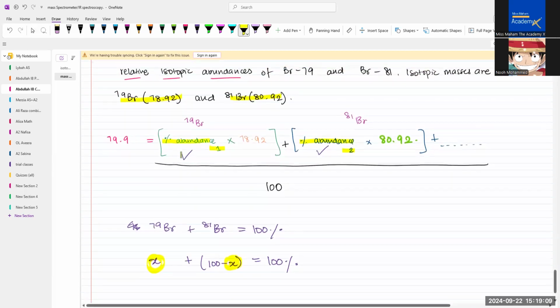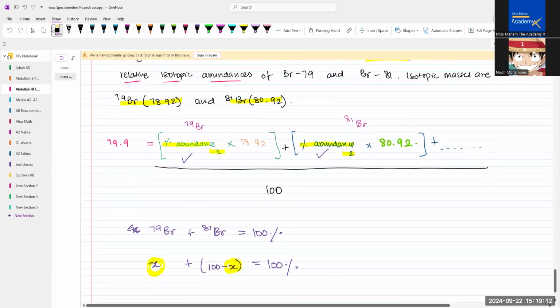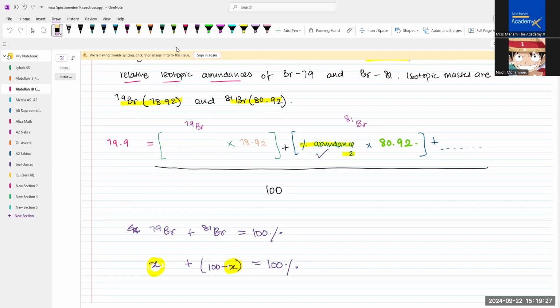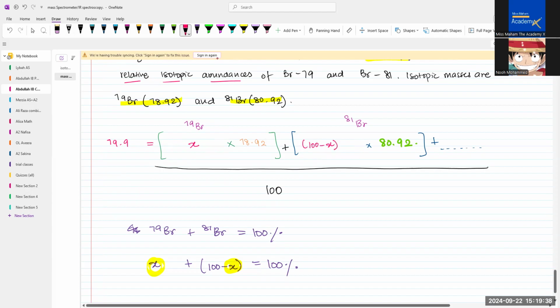Okay? So 79 Br's abundance can be taken to be X, and the other one can be taken to be 100 minus X, right? So I'll just write X here and 100 minus X here. So yeah, till now, is it clear? Yes. Okay. Now we'll just solve this equation.